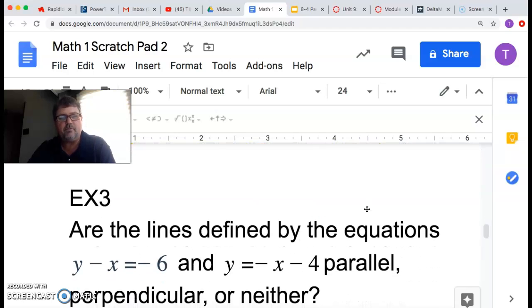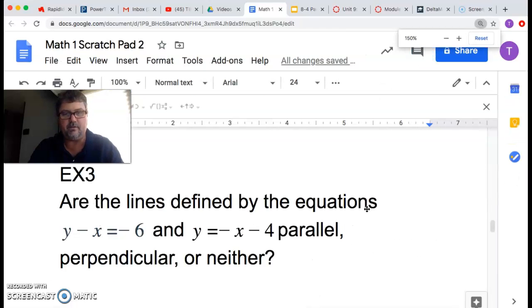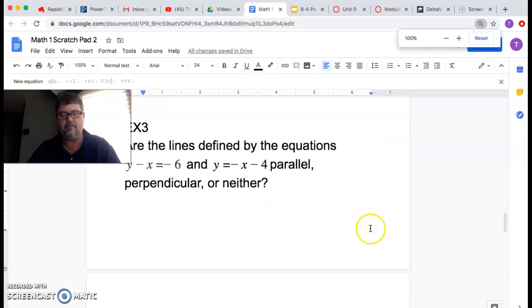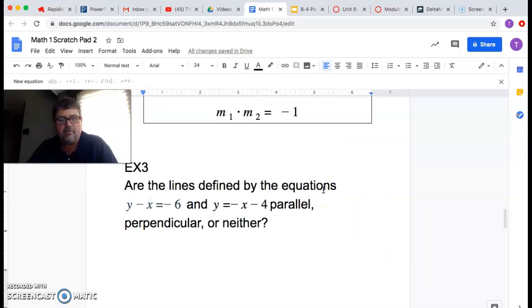Okay, so let's do a quick example here. Let me zoom out, that's going to be hard to work with. Okay, back to regular size here. We're going to do a problem right here. It says, are the lines defined by the equations y equals negative x minus 6 and y equals negative x minus 4 parallel, perpendicular, or neither? Now, they could be neither, right? If they just have different slopes, they intersect, but they're not parallel, because remember they have to be the same slope if they're parallel, and they have to be negative reciprocals of each other specifically to be perpendicular.